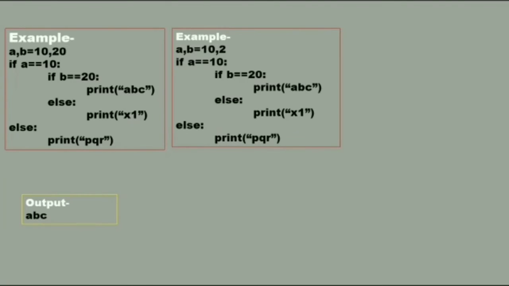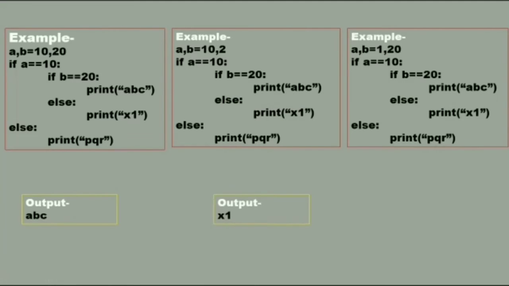Another situation. Same code is given, but here I have changed the value of B to 2. So first condition is true, but when we move over here, second condition is false. So we'll move to the else part of this if statement. That means over here. So your output will be X1. Another situation. I have changed the value of A as 1 and B is still 20. So first condition is false, right? So we move on to the else part and we have print the output as PQR.